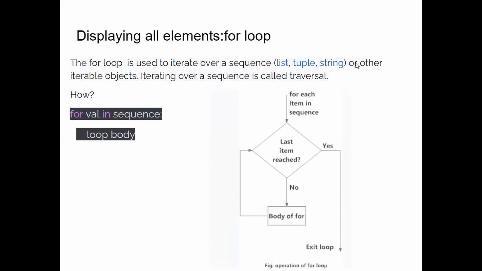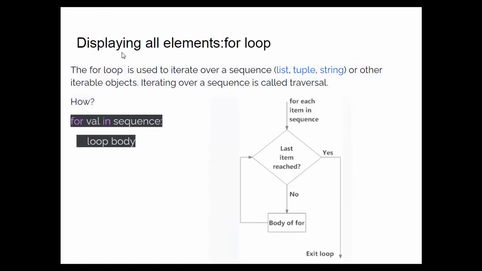Now we will have the for loop. The for loop is used for displaying the individual elements of your list, so it is used for accessing all the elements of the list, and it can also be used for displaying. Because if we write a print statement within the for body, it will automatically display all the elements of the loop.